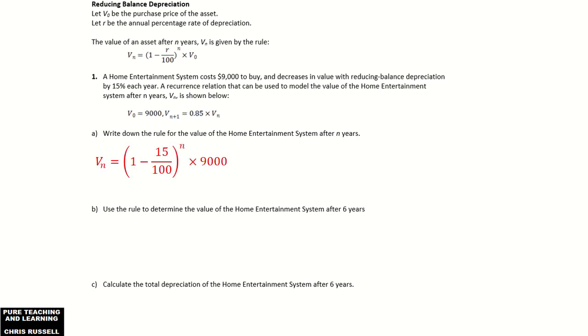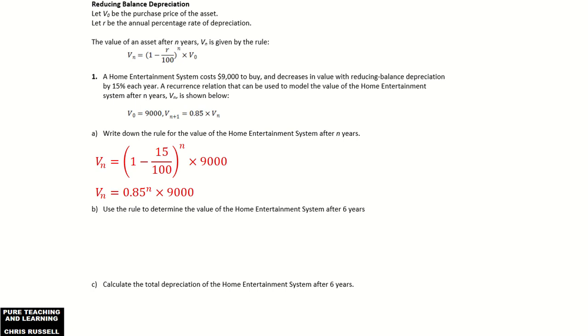So now we can just substitute our known values of 0.85 and 9,000 into the rule. You can see at the top of the page there. And therefore we get Vn equals 0.85^n multiplied by 9,000. Now you'll notice there's a relationship between the explicit form or the rule for the nth term and the recurrence relation. So just note where the initial value goes and where the common ratio goes.